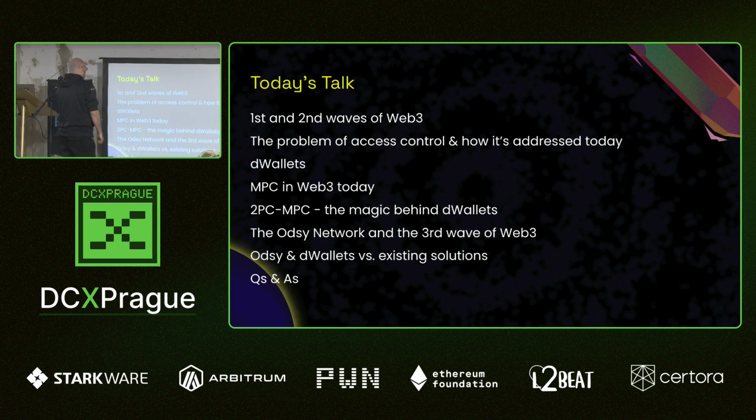We're going to talk about the first two waves of Web3, the problem of access control, how it's addressed today, and our solution to access control, which is D-Wallets. We're going to talk a bit about MPC and about our algorithm, 2PC MPC. Then we'll talk about why we believe this is the beginning of a third wave in Web3. And then do a short comparison between D-Wallets and existing solutions, because people are always interested in those things. And then questions.